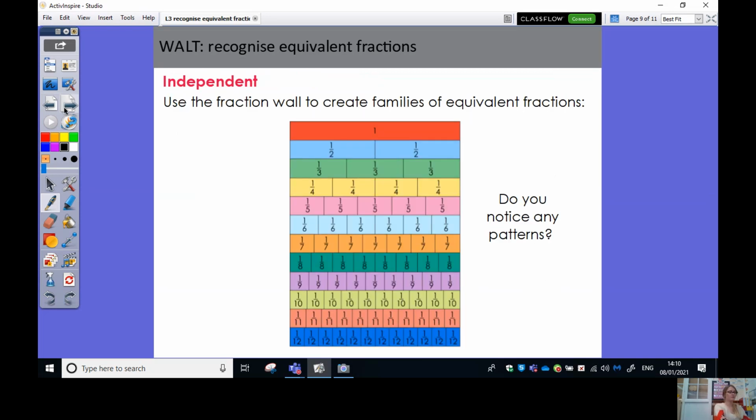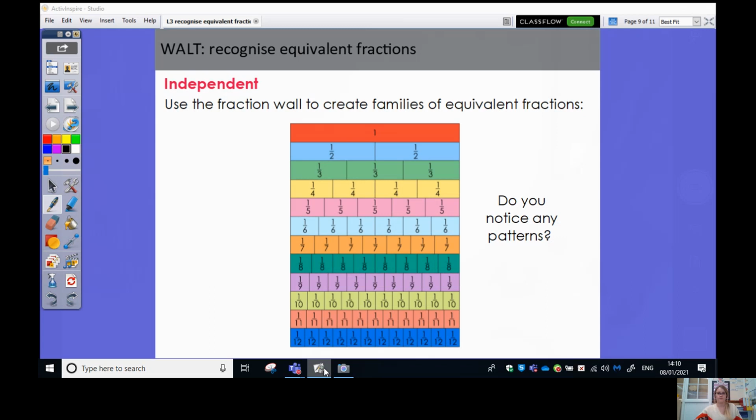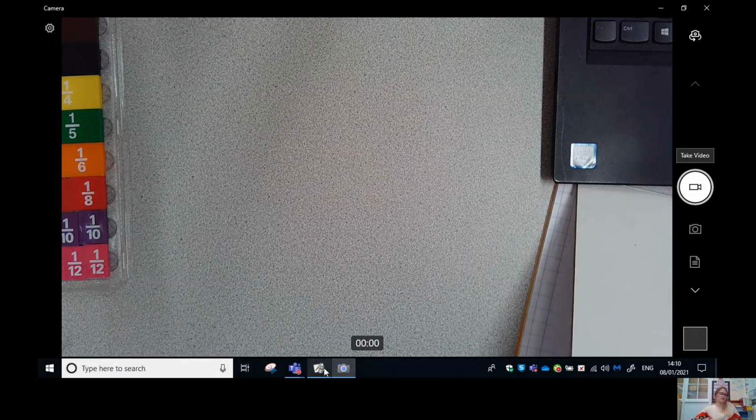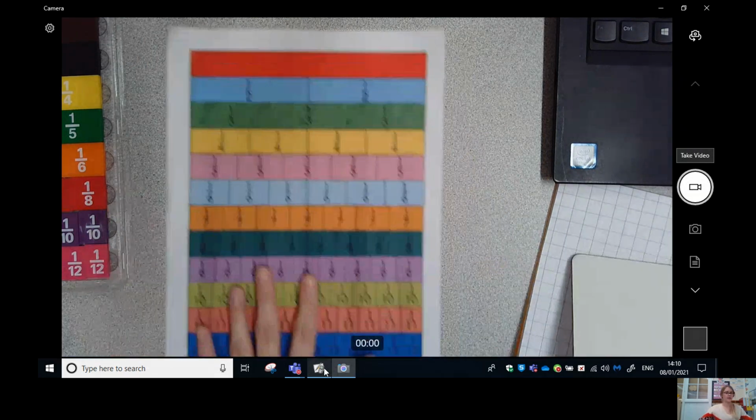Okay, so you're going to be using your fraction rule a little bit more now to look for families of equivalent fractions. So I'm going to pop my visualizer back on. So I have my fraction rule here.